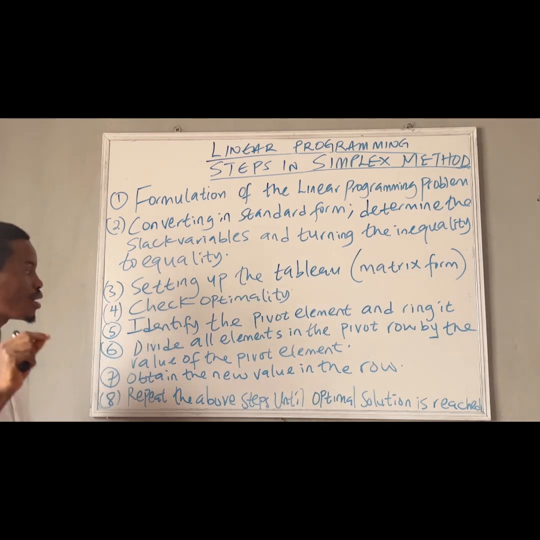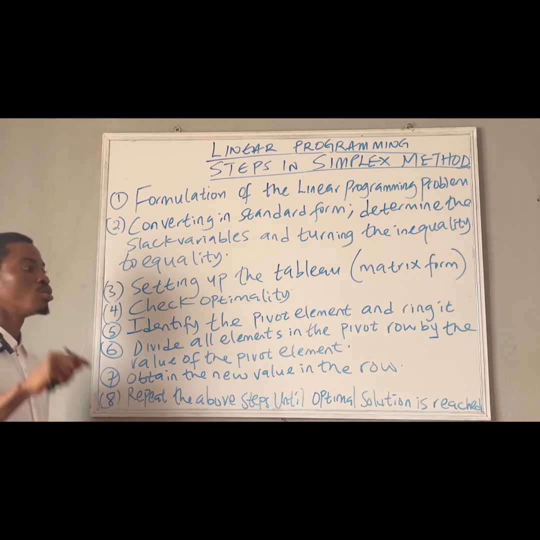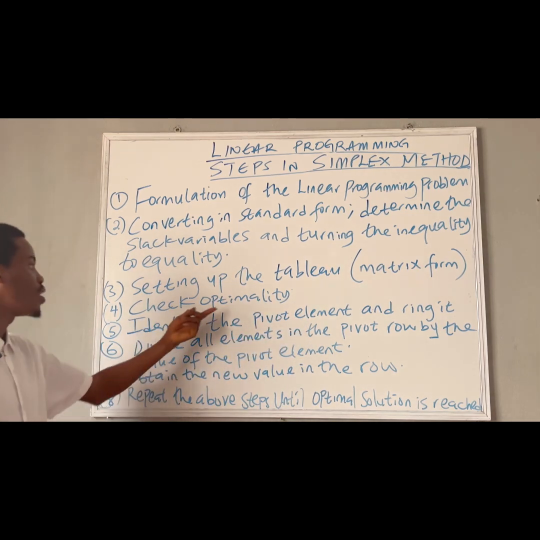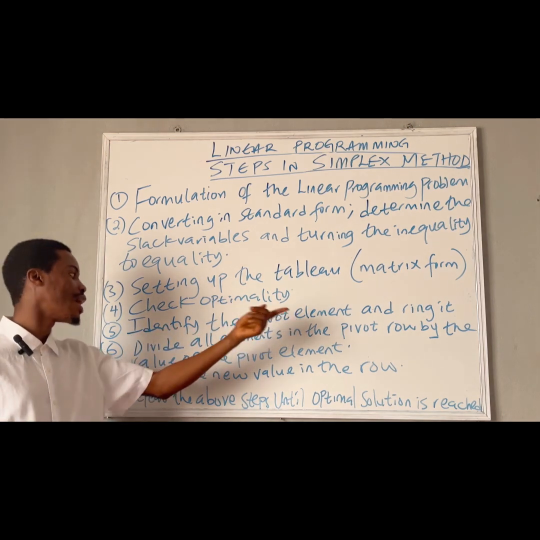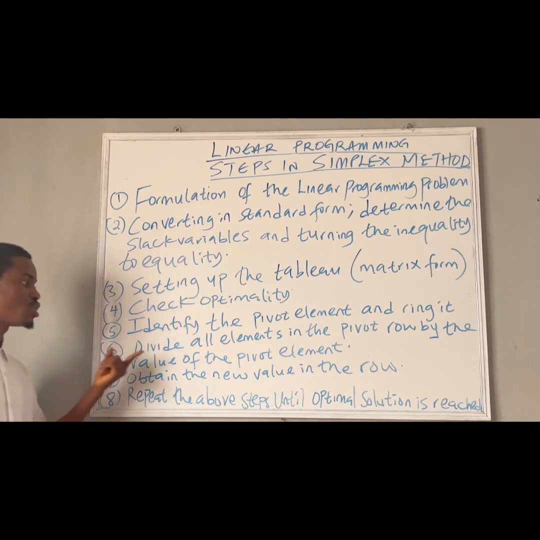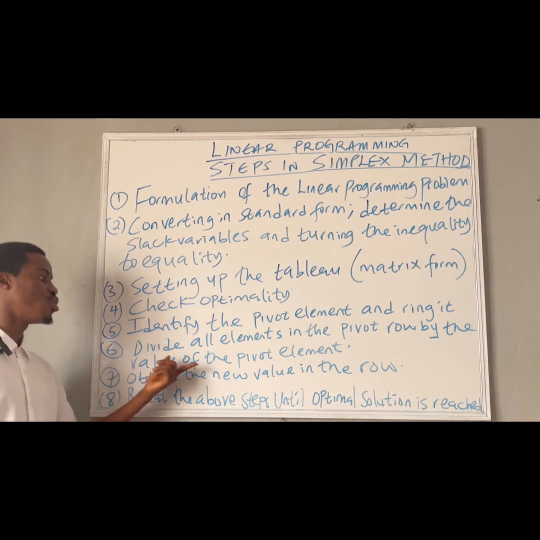So when you have identified the highest number on the objective function, the column of that number is the pivot column. You now use the elements in the pivot column to divide the solution quantity, that is the solution of the constraints, so that you can get your pivot element. That's why you identify the pivot element and ring it. The least number that results will be your pivot element. Then the next step is to divide all the elements in the pivot row by the value of the pivot element.